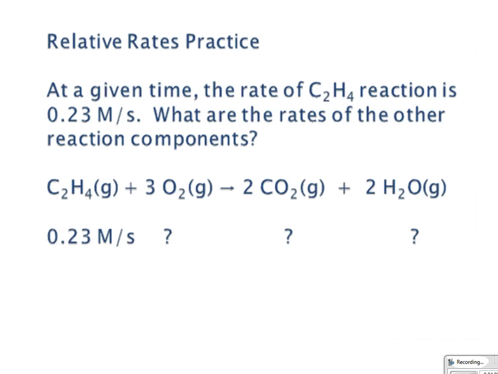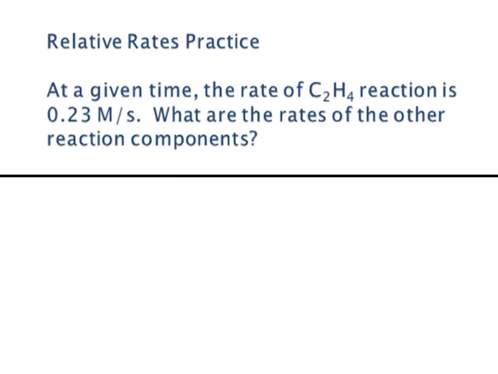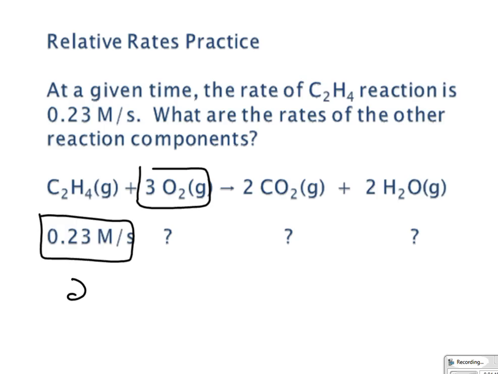Relative rates, one of the key things you have to realize is we use stoichiometry in kinetics. This reactant is being used up at a 0.23 rate. What if I compare to how much oxygen I would be using at the same time? Well, the way it works is I would take 0.23, coefficient here is 1, and it's going to a coefficient of 3, so that would be 3 times, so this would be equal to 0.69. That's how much would be used up.